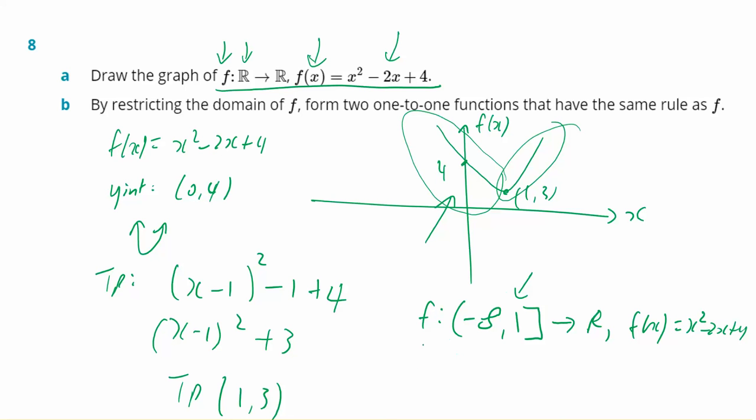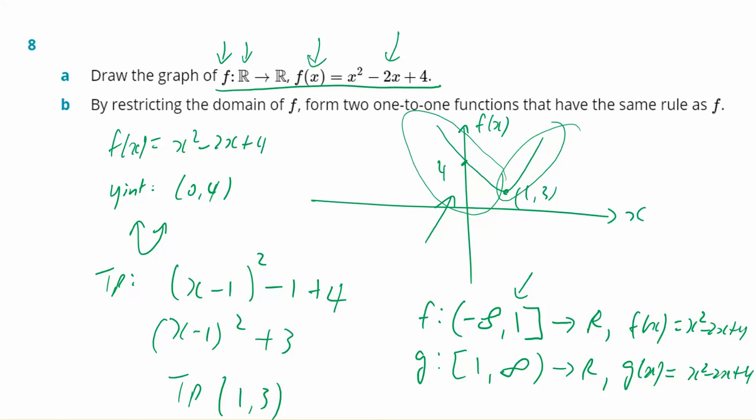except I've just restricted the domain to only the first half. I'll label the second function g. It goes from 1, including 1, to positive infinity, into reals. g of x equals x squared minus 2x plus 4. Okay, so that's basically how you do these questions.